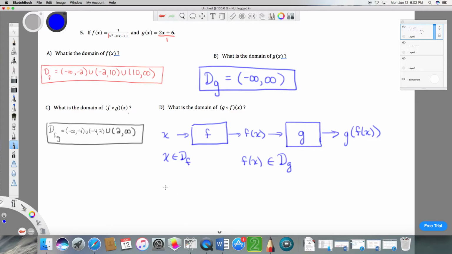So the domain for this function g composed with f is simply the domain of f, which was all real numbers, excluding the -2 and +10 that caused division by 0. So it happens to be the same answer as our answer in part A.